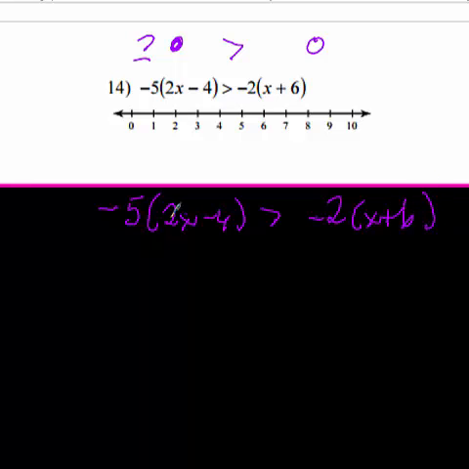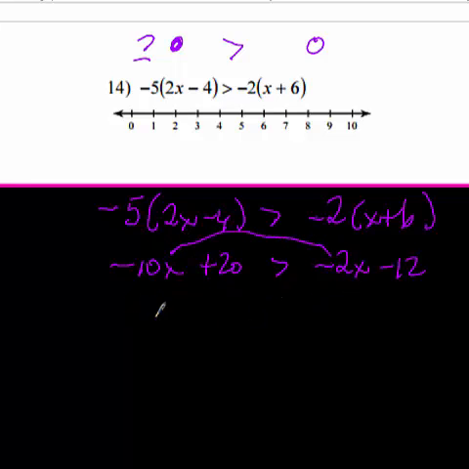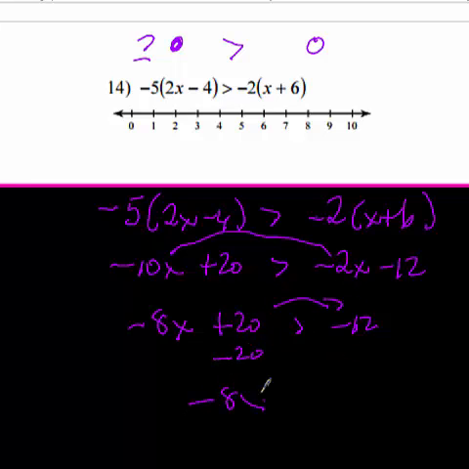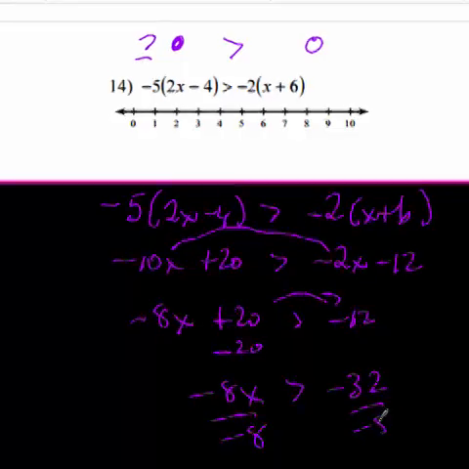And then we just graph that. So we get negative 10x plus 20, and once again, so I get negative 2x minus 12. Let's move our x's together, so I'm going to add the 2x over here, so I'm going to get negative 8x plus 20 greater than or equal to negative 12. Move the 20 over, so subtract 20, so I get negative 8x is greater than or equal to negative 32, and divide by negative 8.